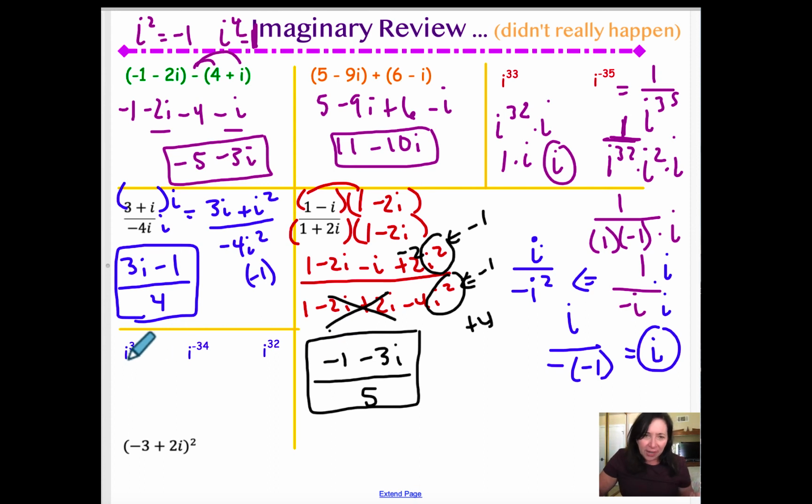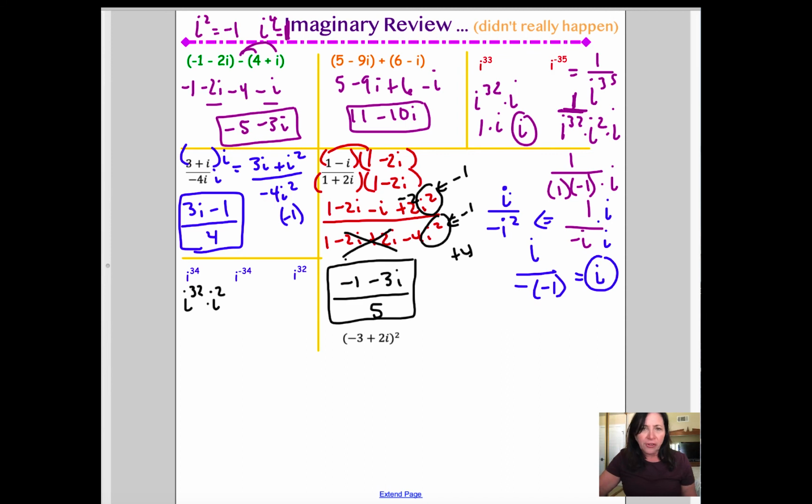And for these right here, I think I did something like this up here, but i to the 34 is the same thing as i to the 32 times i squared. So let's think about that. i to the 32 is 1. Anything that 4 will go into is 1. So that's 1. i squared is negative 1. So 1 times negative 1 is negative 1. Okay?